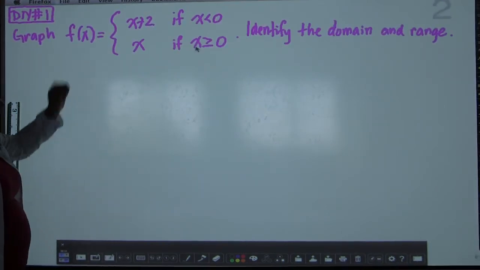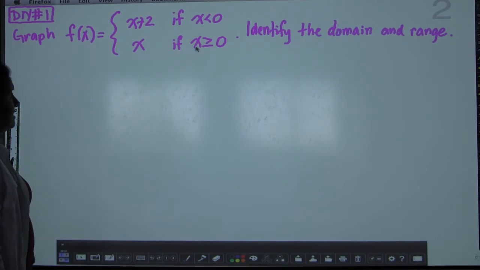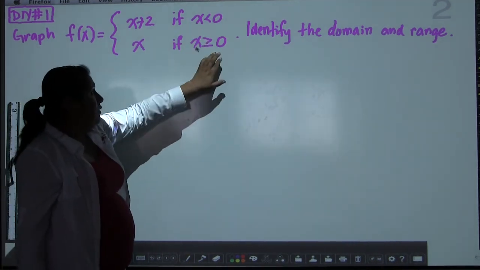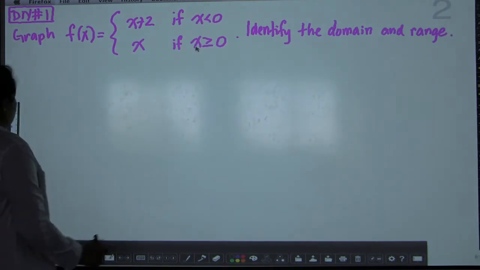Same idea, you're graphing a piecewise function. This time the condition is less than 0 and greater than or equal to 0. And then you'll find domain and range.